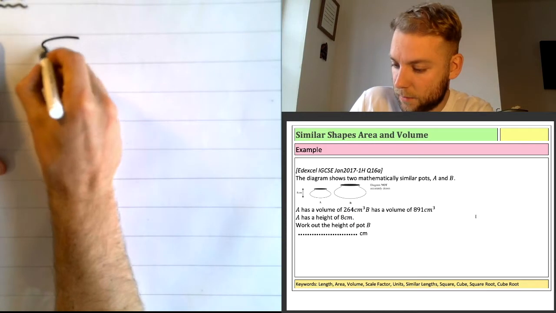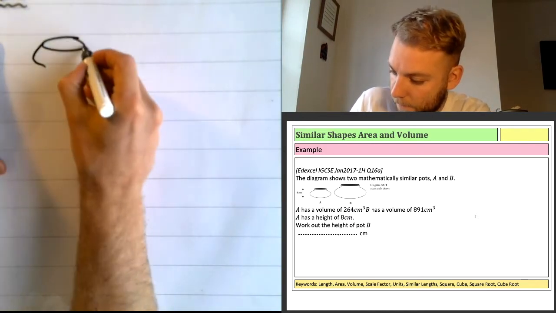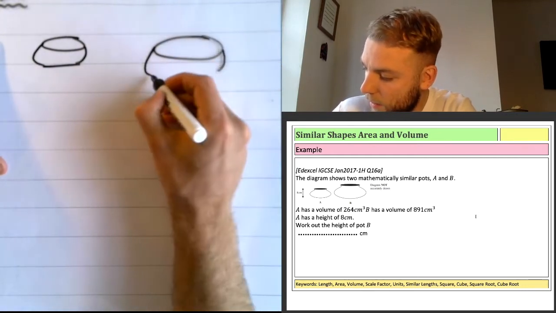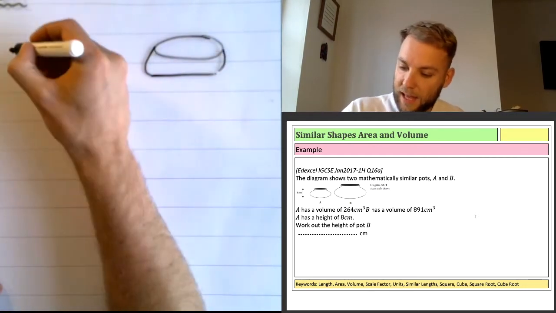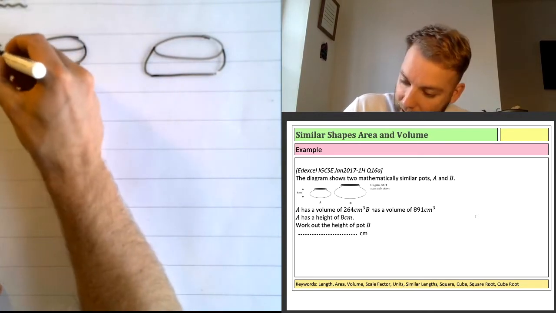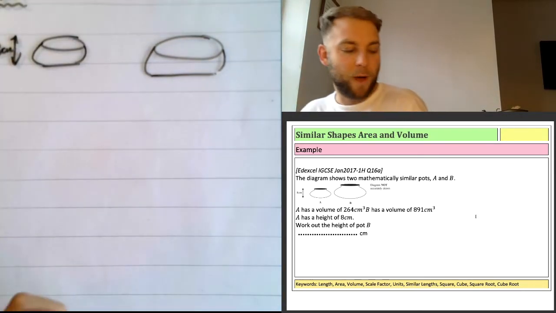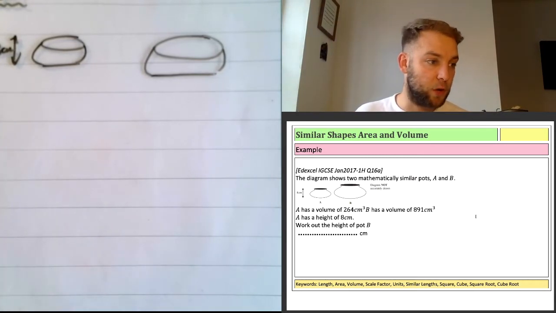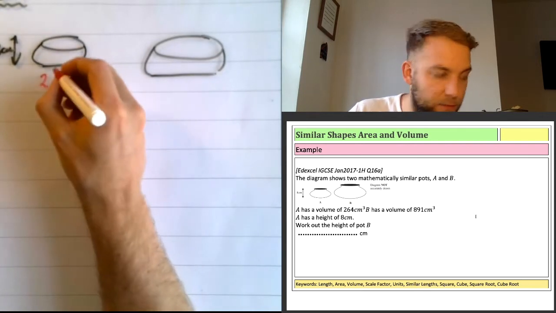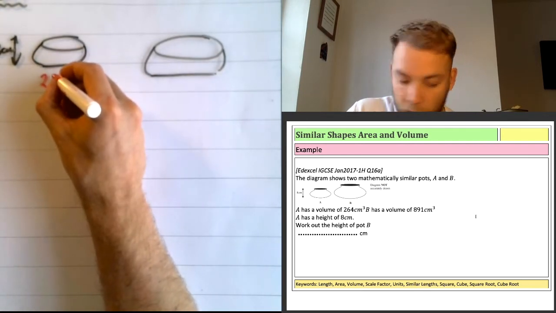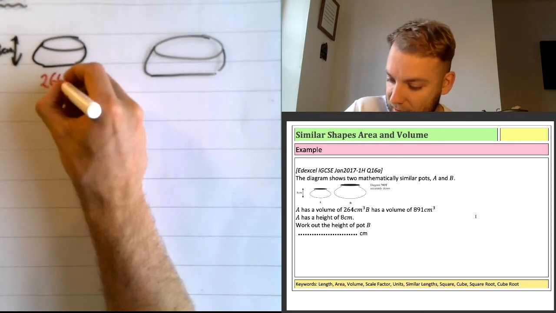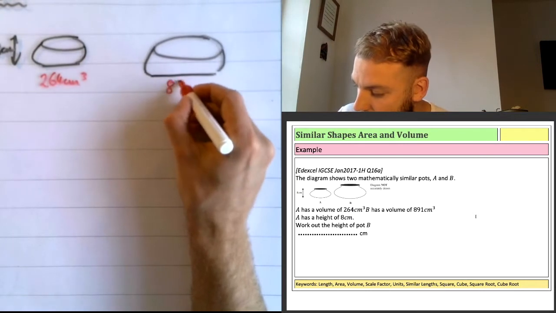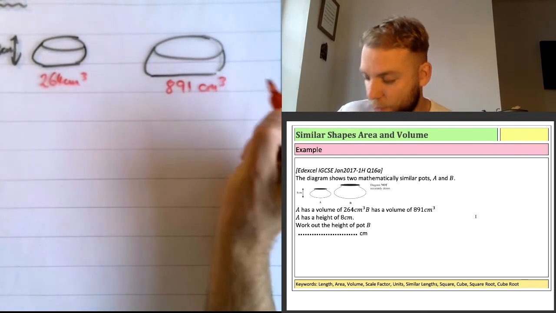So I've got 2 pots, a smaller pot and a much bigger pot, both similar shapes, like so. This one here has a height of 8 centimetres. However, we don't know any other heights, but we do know the volume of both of them. The volume of this one is 264 centimetres cubed. The volume of this one is 891 centimetres cubed.